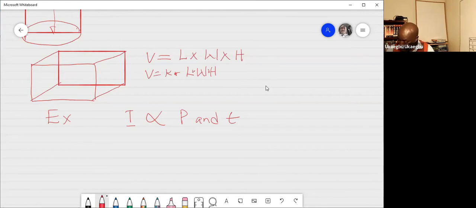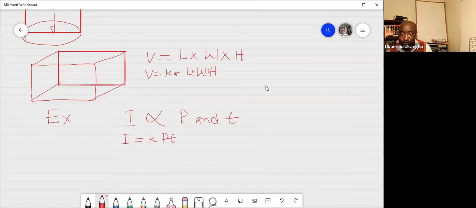It means that interest is equal to K times principal times time. The principal is the original investment you make. The time is how long it takes for that investment to mature. You can ask your parents about investment.